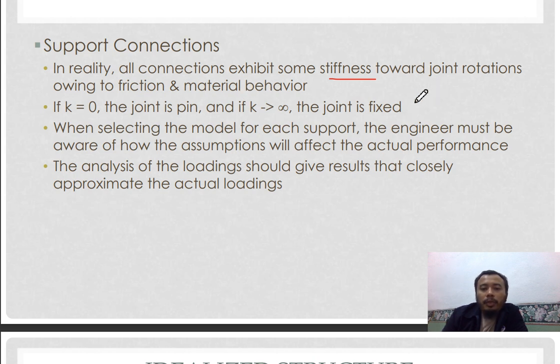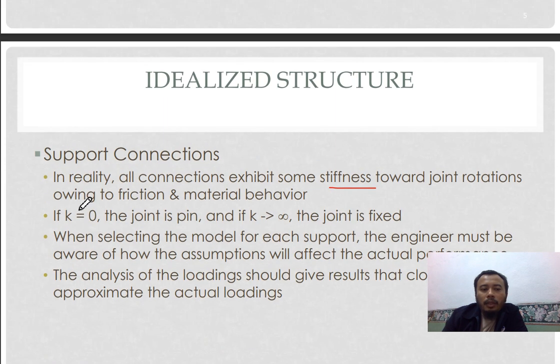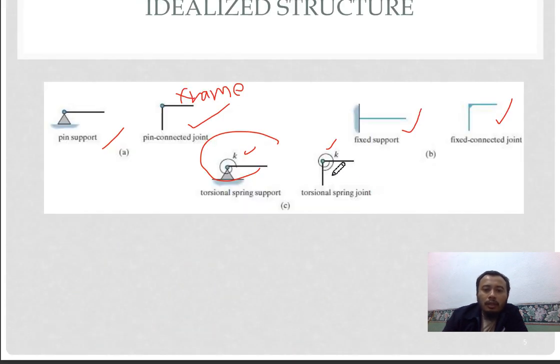For a spring like this one, you have K. If the K value of the spring joint is 0, then the joint is considered a pin. There's no restriction in the rotation movement. But if the K spring value has a value, then we consider the joint is fixed. Then we become a fixed joint.